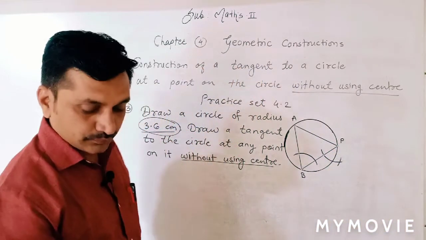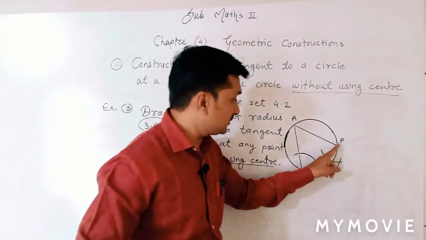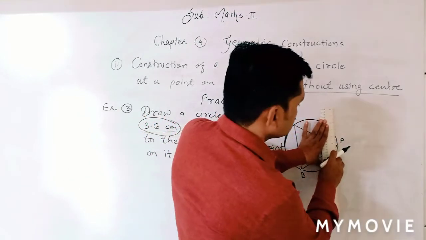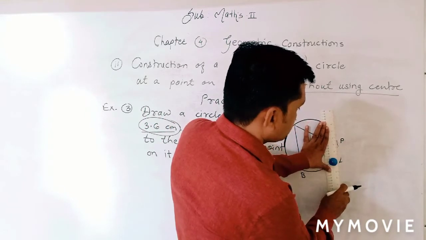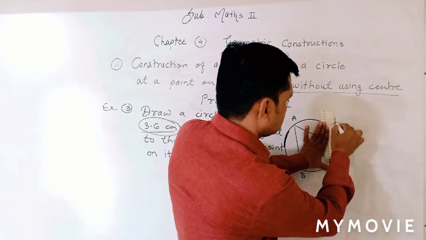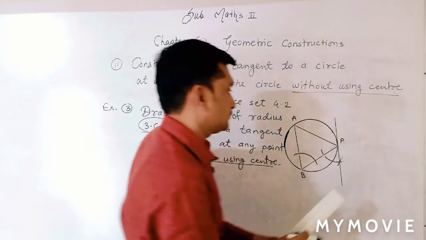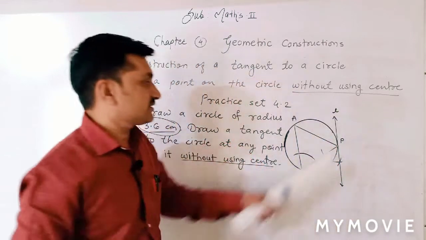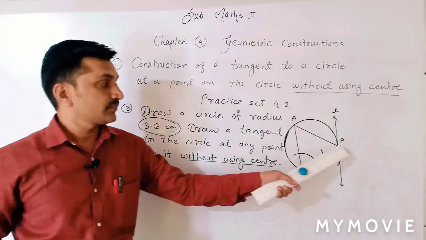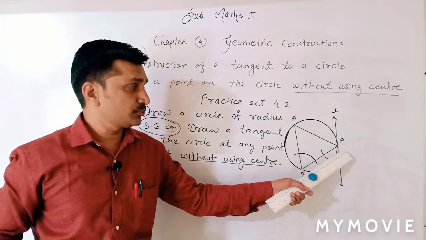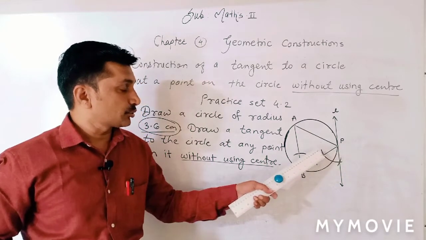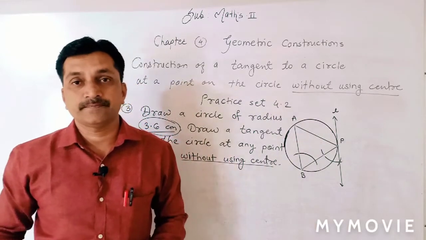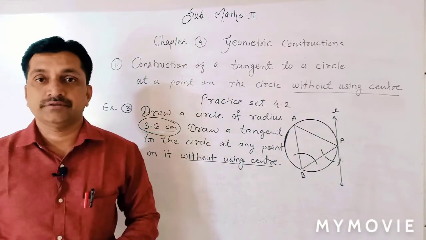And now the last step: draw a line passing through P and this point of intersection. Name it line L, and this line L is a tangent passing through point P, without using the center. The center is also not used. This is the procedure to construct it.